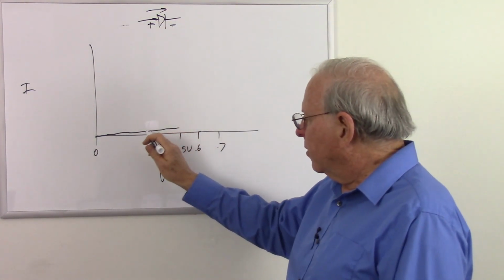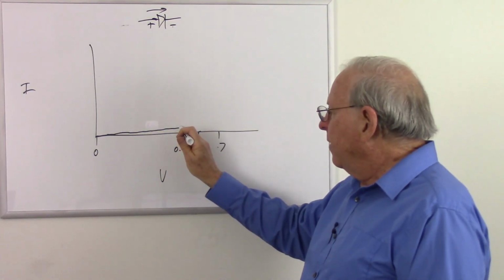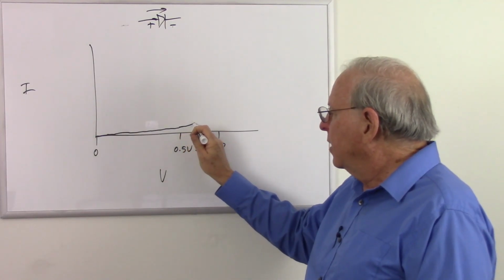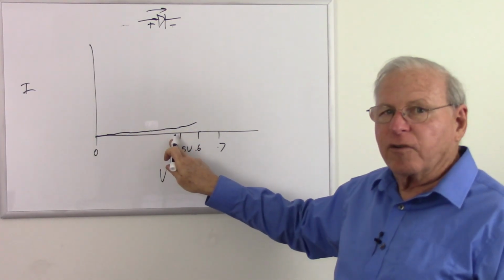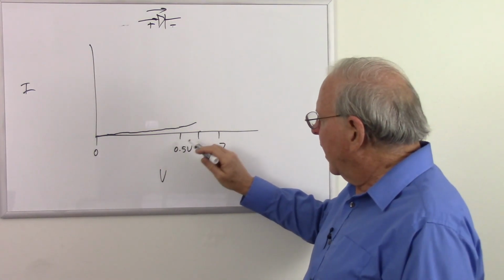So we get a little bit of current, a little bit of current. But once that depletion region is collapsed, which happens at about 0.5 of a volt, we start to get some conduction. So that's why some people say it's 0.5 of a volt. I said 0.7, which is what most people say, but it's really more around 0.5 of a volt.